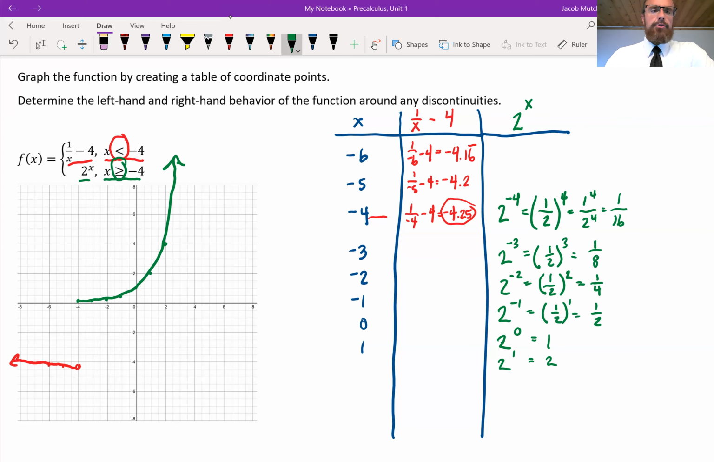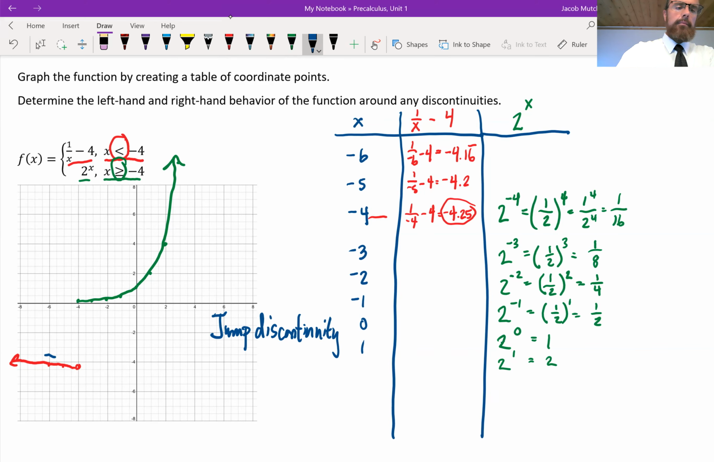What we need to do now is determine what's happening to the function value as I get close to the discontinuity. What kind of discontinuity do we see here at negative 4? Is that a jump, an infinite, or a removable discontinuity? Good, it's a jump discontinuity. Both sides of the limit come to finite values, but they're not equal.